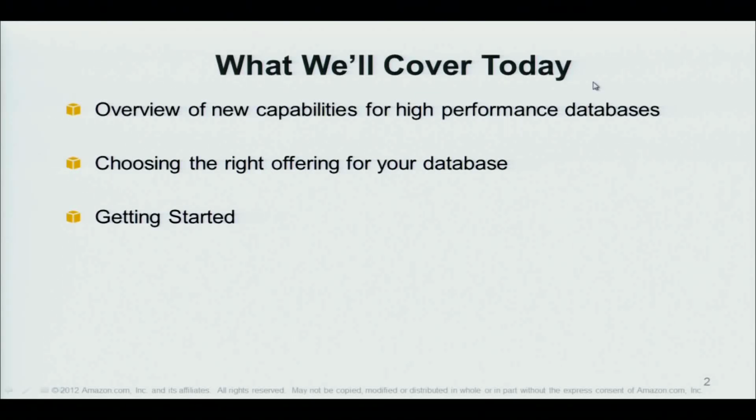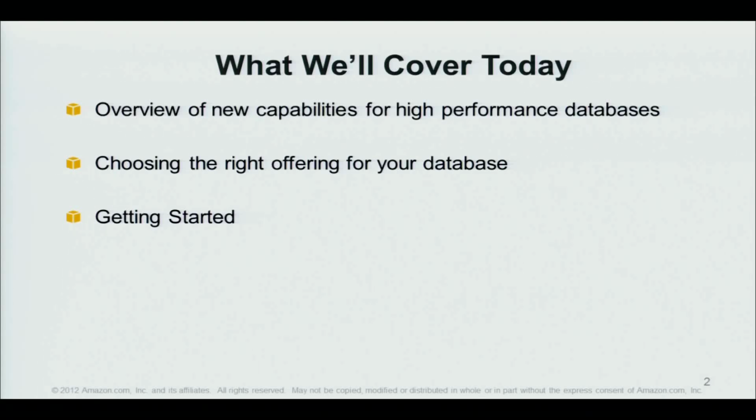So what are we going to talk about today? The first thing we're going to go over is an overview of a few new capabilities that we've launched just in the last month around running high-performance databases with Amazon EC2 and Amazon EBS. Namely, these capabilities are Provisioned IOPS volumes for EBS and Hi1, our High I/O instance family for Amazon EC2. We'll talk about these capabilities, and then we'll also talk about how you can choose the right offering for your database workload. And then we'll provide you with some resources to go ahead and get started.